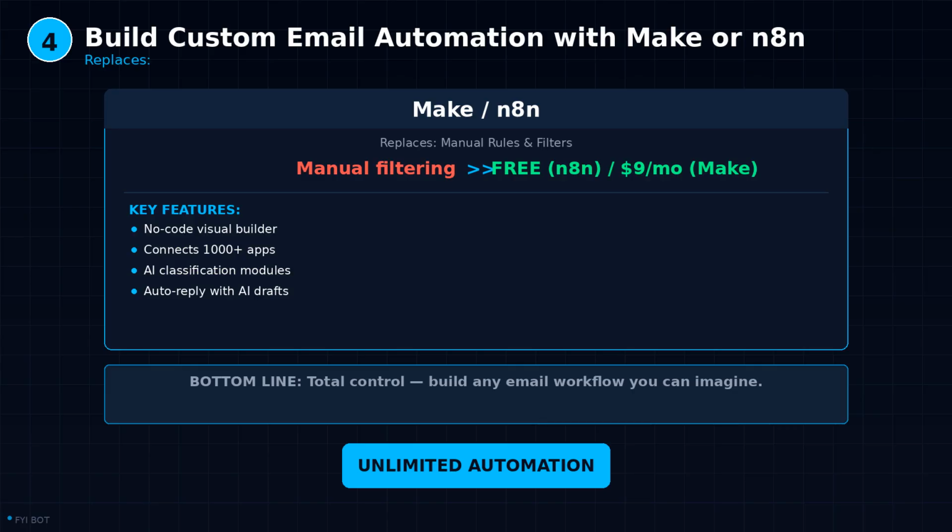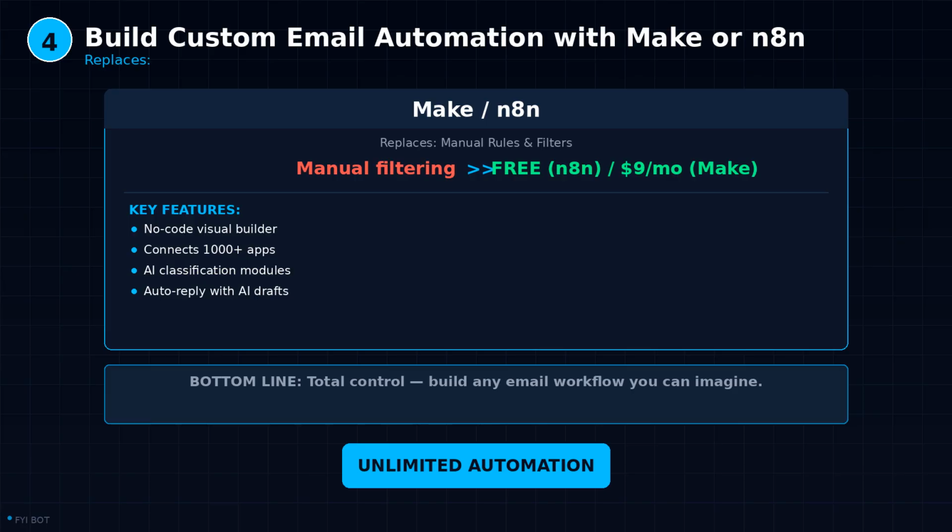Step 1. Create a trigger that fires whenever a new email arrives in Gmail. Step 2. Send the email subject and body to an AI model like Claude or GPT-4 for classification. You give the AI a simple instruction like, categorize this email as urgent, newsletter, client request, personal, or spam, and respond with only the category name.